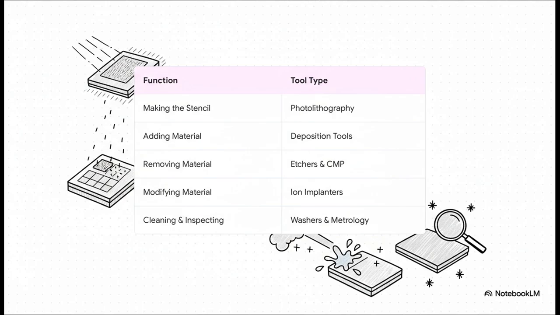So those hundreds of tools on the factory floor, they all pretty much fall into these core groups. You've got lithography tools to create the stencils, deposition tools to add material, etchers to remove it, ion implanters which modify the silicon by precisely shooting atoms into it, and of course a whole bunch of washers and metrology tools that are constantly cleaning and inspecting the wafers.